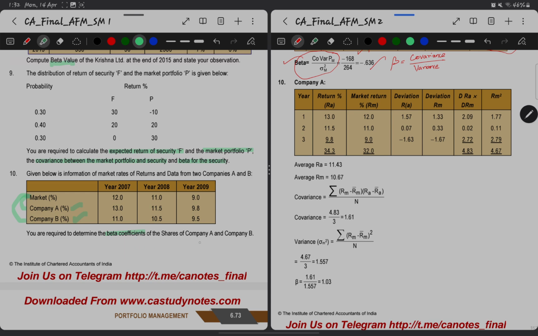Now beta coefficient of the shares of company A. So company A separately and then company B separately we have to find out. We have the returns for 3 years and then market return also. Now the expected return is nothing but the average. So for company A, expected return is 11.43. Market return's expected return is 14.67. This is nothing but the weighted average. So for company A, it is 34.3 divided by 3, 11.43, and 32 divided by 3, 10.67.